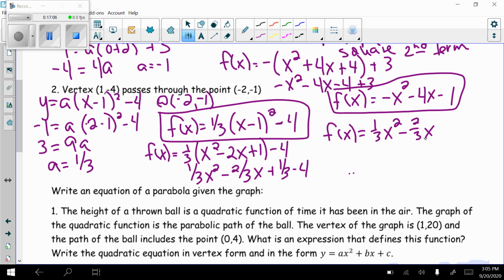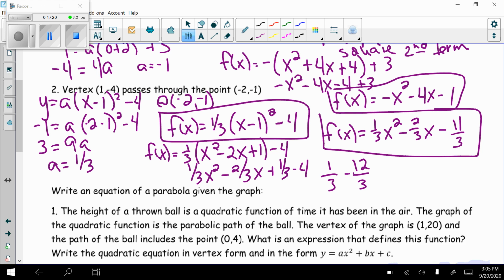Okay, I could write that as a mixed number or a fraction. So if I look at my fraction, that's 1/3, common denominator. So this is really 12/3. So 1/3 minus 12/3 is negative 11/3. So that is the other form of this. That's all that we're going to do for the first day. Tomorrow we will look at the word problems and writing the equations from a graph.